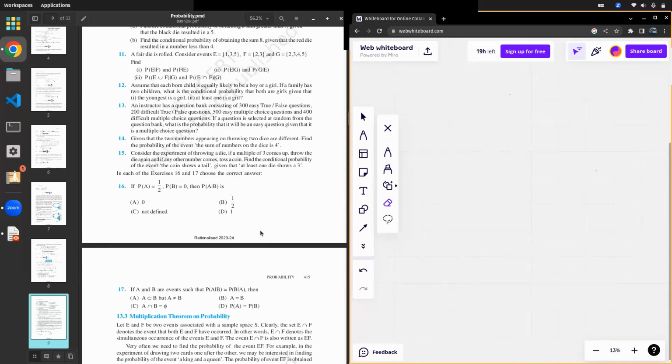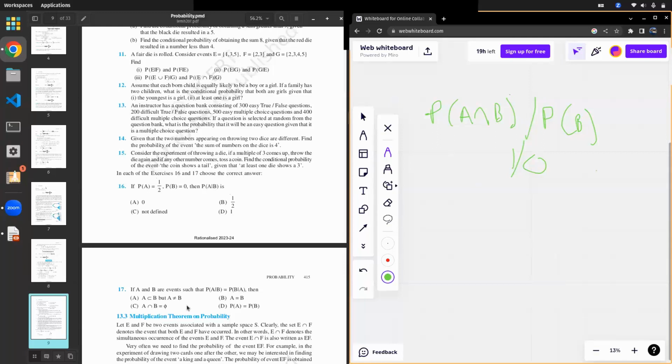So in the next question, this is a multiple choice question. The probability of A is given as 1 by 2. The probability of B is given as 0. We have to find the probability of A given B. If we write the formula for A given B, it will be probability of A intersection B divided by probability of B. But here we don't have the value of A intersection B, and probability of B is given as 0. So it will be something by 0, which is not defined. So the answer will be C in this case.